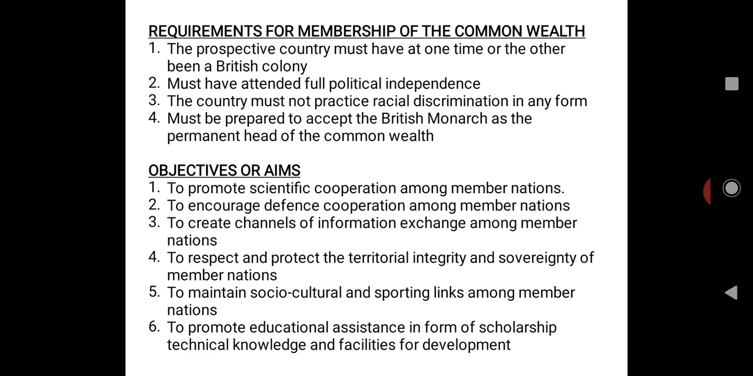5, to maintain socio-cultural and sporting links among member nations. 6, to promote educational assistance in form of scholarship, technical knowledge, and facilities for development.